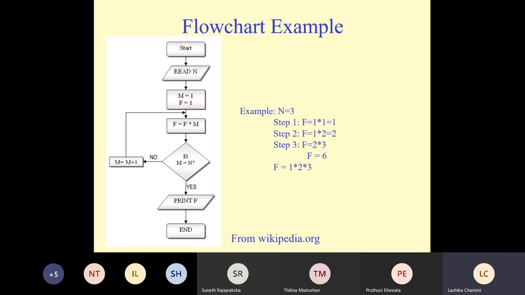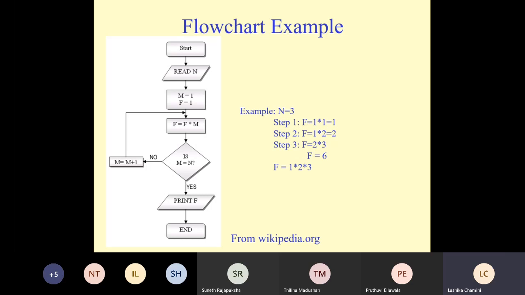Otherwise, if the value of m is not equal to n, we go in the no path, add a value to m and go again to the loop structure. So this is going to loop until the value of m is equal to n. That means this loop is going to repeat n times. I think you got that.